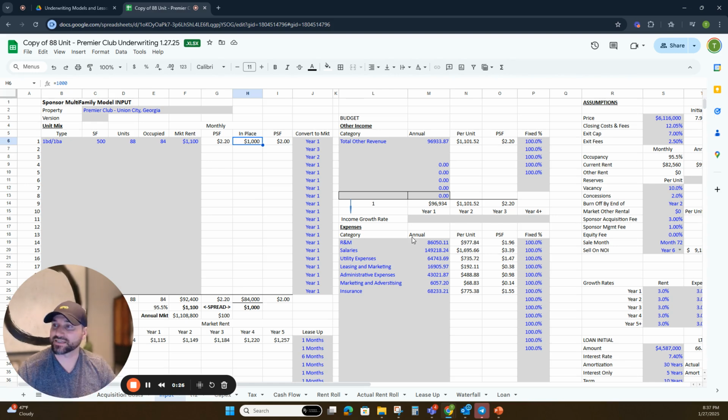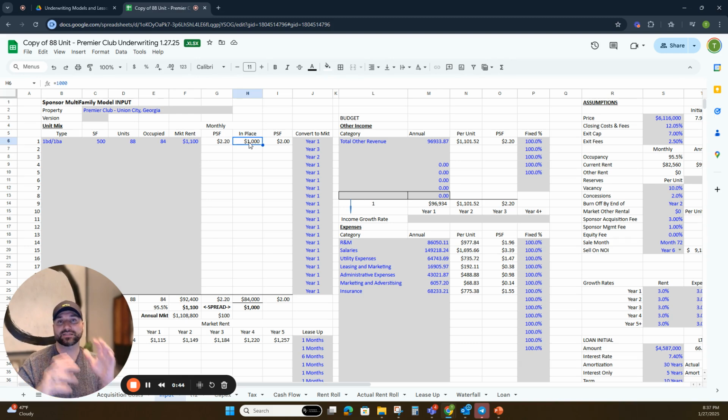So let's dive in. This is an 88 unit deal in Union City, Georgia. They're all one bedrooms, one bath. They're all 500 square feet. 84 are occupied, so that's about a 95% occupancy rate. Really good, right? The market rent is about $1,100.